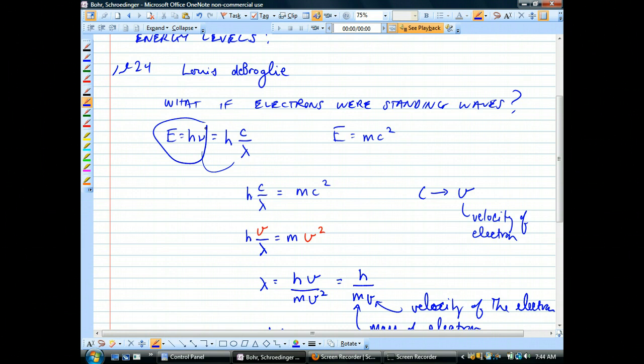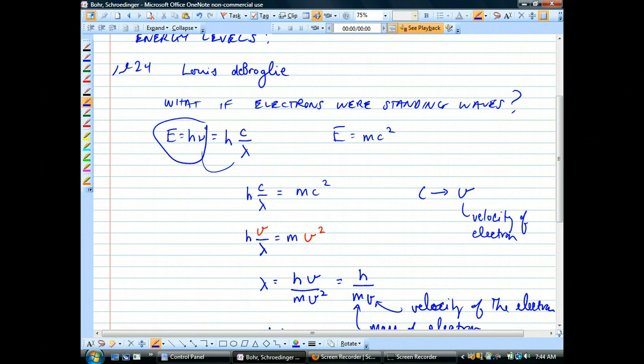And then the idea is if you were to increase the energy of the electron, you'd be raising the frequency, right? You'd be changing the energy of the electron. So you'd be going up an energy level like that on the atom.